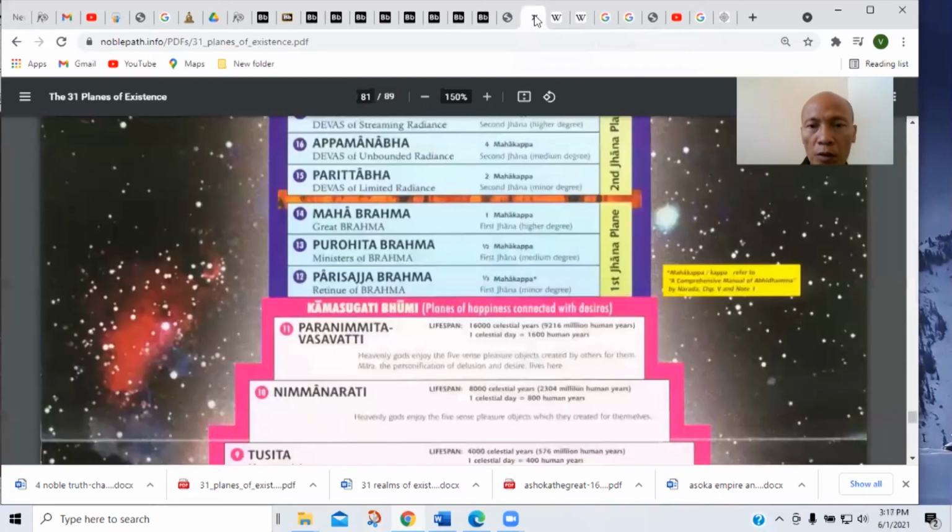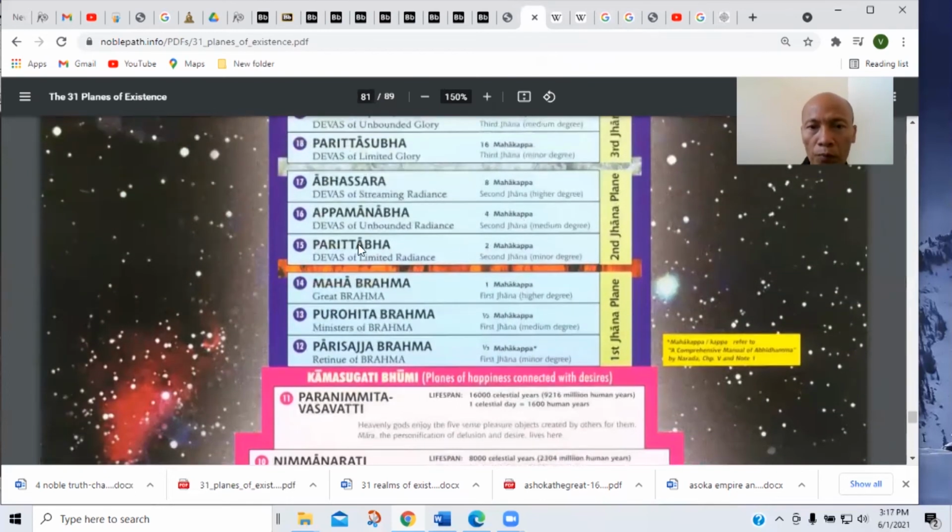So we go back to this god. This god lives to one third of a Mahakappa. And the next one is the ministers of Brahma, and they live half a kappa. The next one is the great Brahma. They live one Mahakappa. That means 1.344 trillion years, and it goes up.